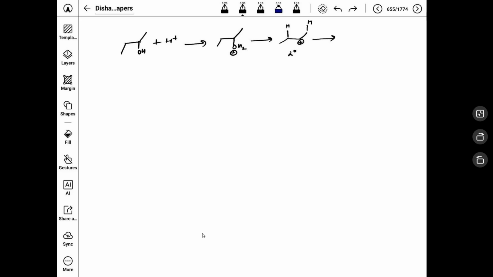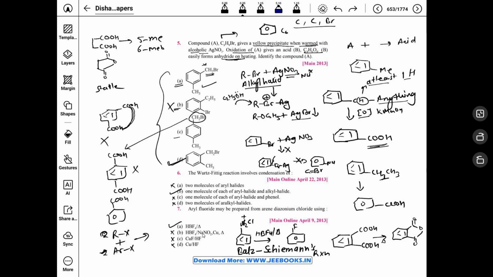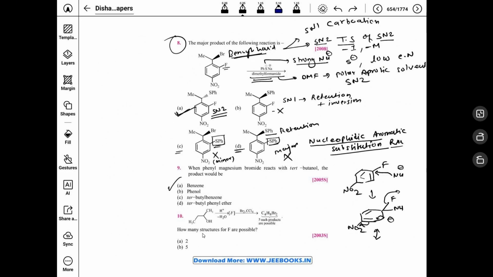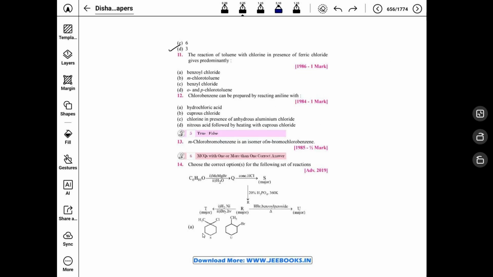Removal of the hydrogen. So this is, let's say, HA, this is, let's say, HB. When HA goes, then you get this double bond in the middle. If you remove the HB, then you get the double bond at the terminal position. There is also a possibility that you can get the cis geometry. So one is this, second is this, third is this. So how many structures of F are possible? 3. So let's go back to the problem and check which is the correct option. 2 no, 5 no, 3 is the correct option.